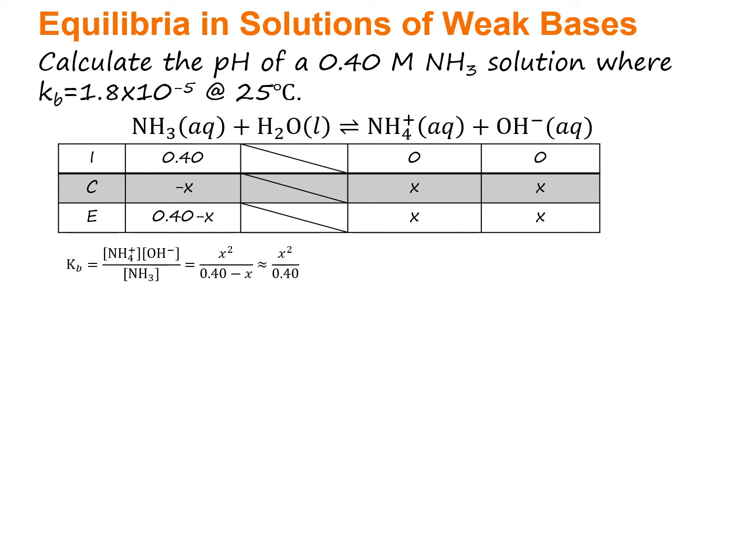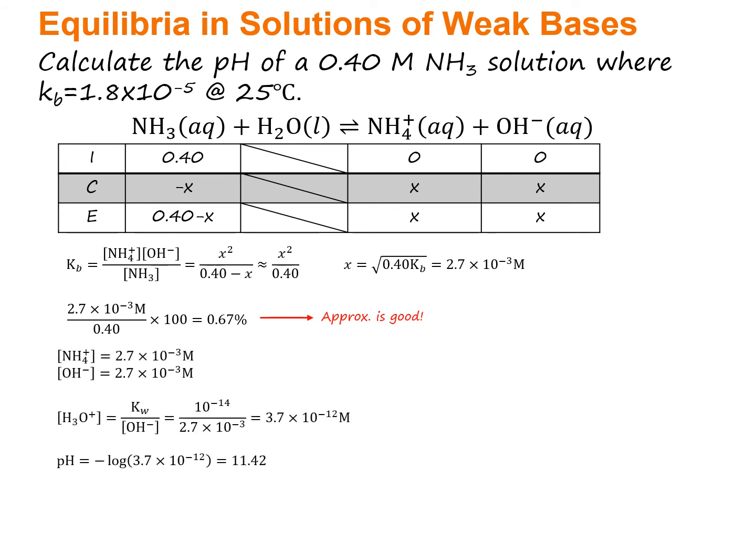We can make a pretty good assumption here that the 0.4 is going to remain relatively unchanged, and so we just do X squared over 0.4 to simplify our problem. Solving for X just then becomes the square root of 0.4 times Kb, and that gives us 2.7 times 10 to the minus 3 molar. We can check if that is a good approximation by doing that X value over our initial value, and we end up with 2.7 times 10 to the minus 3 molar over 0.4. Multiply it by 100, we end up with 0.67%. This is well under 5%, and so this approximation is quite good.